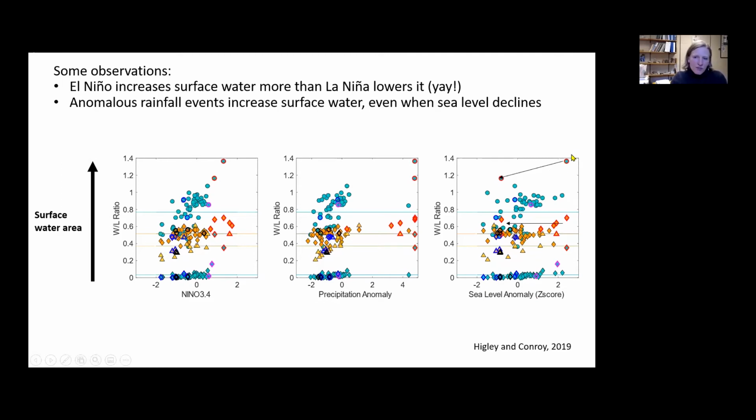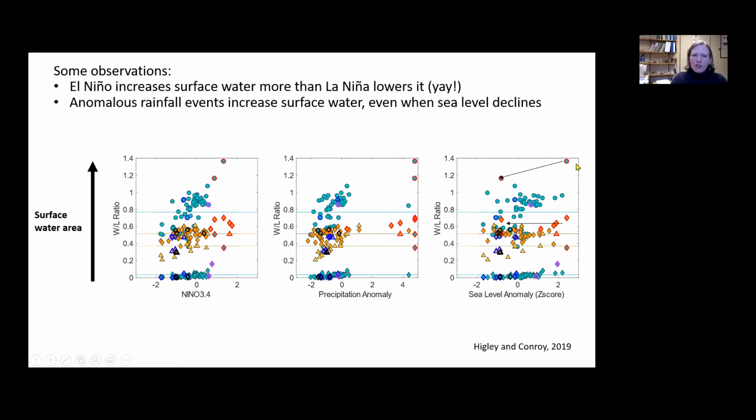We get some points like this for sea level. As it turns out, sea level also rises when there's an El Nino event, partially because of thermal expansion of the waters around the island. So we get sea level rising, lots of precipitation. There's just lots of water. A couple points that we could maybe draw from this is that one thing is that El Nino increases surface water on the island more than La Nina lowers it. Because remember, La Nina makes drought. And we know that because these precipitation anomalies are very high, whereas the drought anomalies are low, but not that low. So that's a yay for fresh surface water being stored on the island.